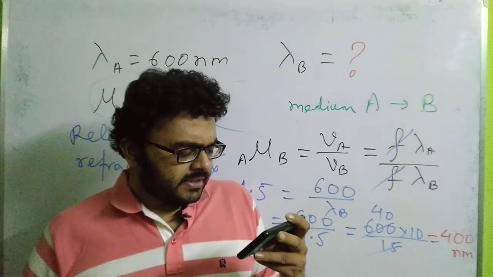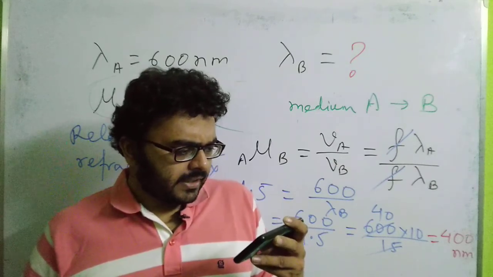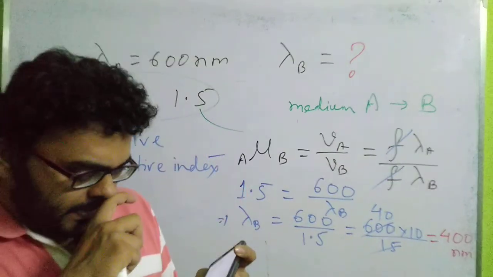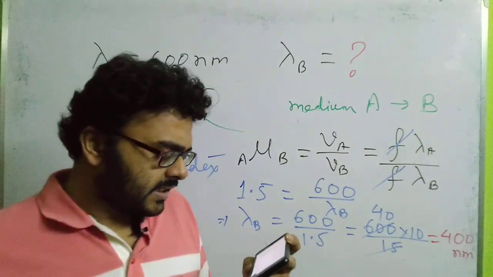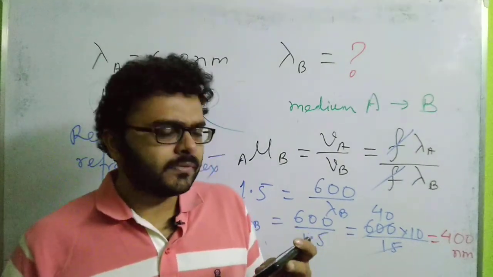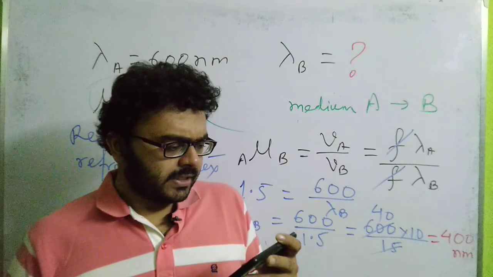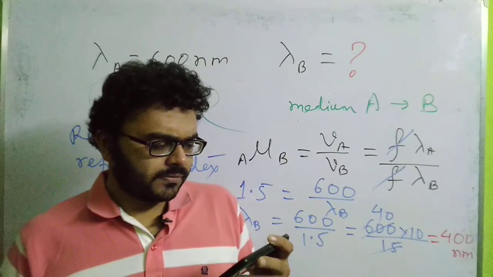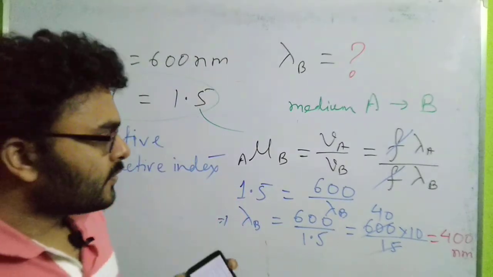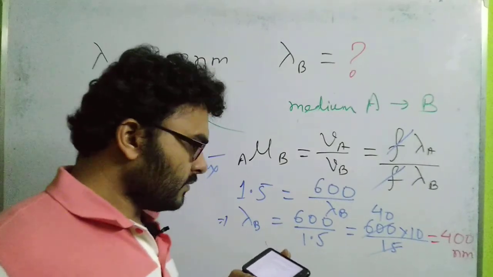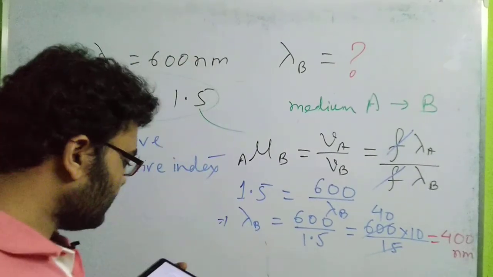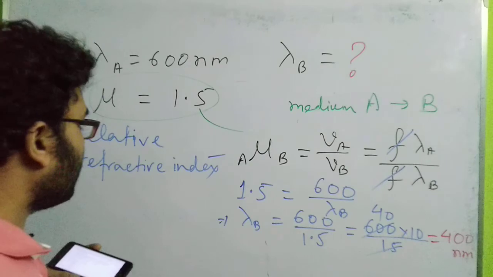Okay, and from step number 2 we can get the lambda as 400 nanometers. So step number 2 and step number 3 are enough for us to determine the wavelength of medium B. So what will our answer be? Our answer will be question number 1E.